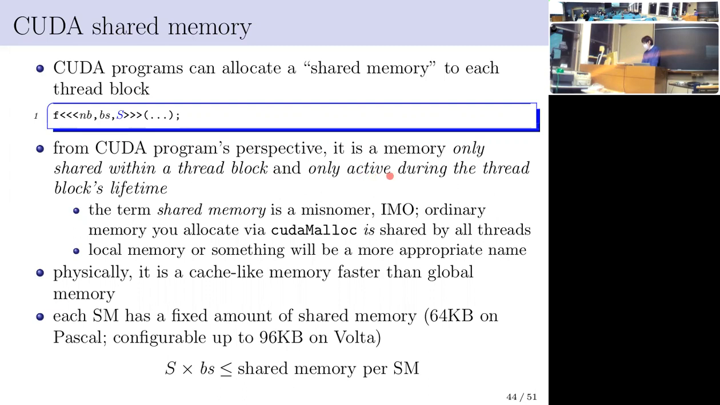And it is only active during the thread block's lifetime. So it is actually another difference between shared memory and global memory. Whatever you have written to global memory stays there even after the kernel is finished. But shared memory is active, in the sense that you can meaningfully access it to retrieve whatever value you have written, only during the kernel's lifetime.